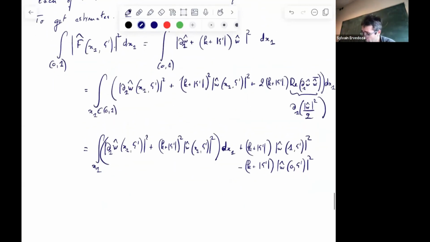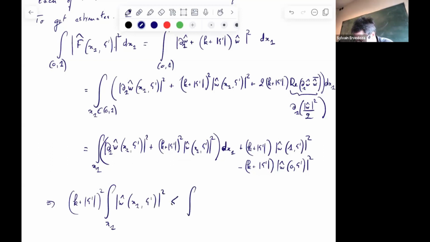And that's it. So you end up with (k plus psi prime) square times the integral over x1 of w hat of x1 psi prime square less than the integral, where x1 is in (0,1), of f hat of x1 psi prime square dx1 plus (k plus psi prime) times w hat.